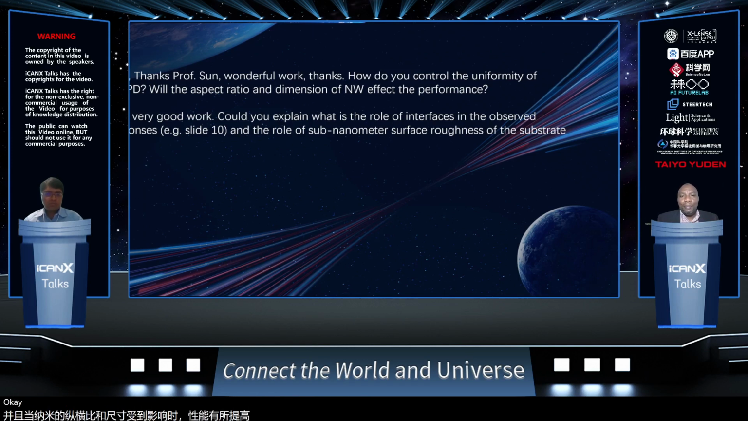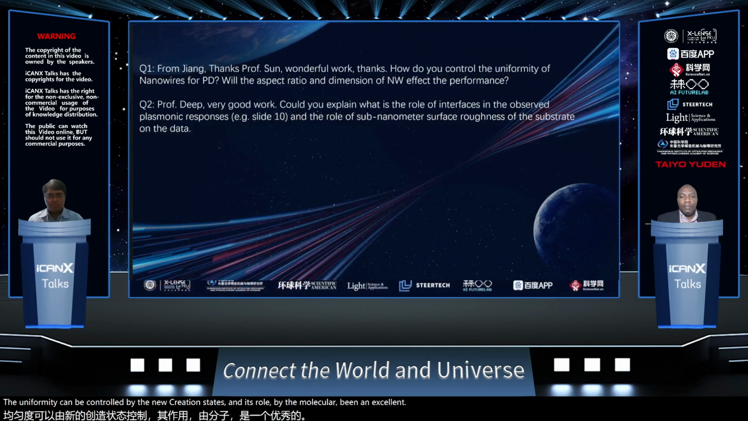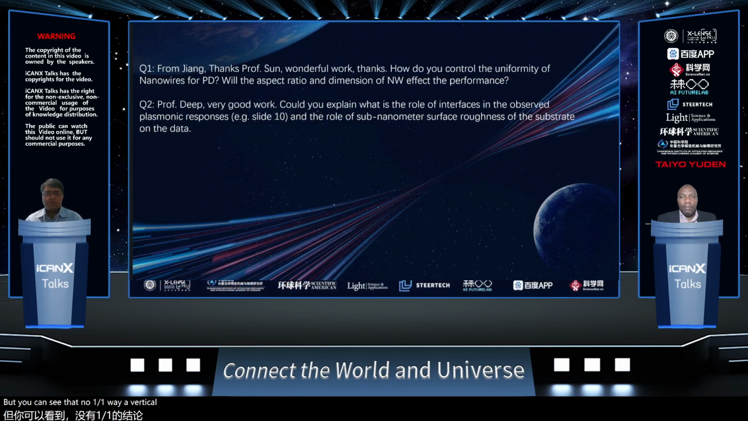Okay, great. Thanks, Martin, and thanks, Jiang, for your nice question. And actually, this is very critical for nanowires, especially how we are able to control the uniformity of the nanowires. And for those, what I presented is naturally random grown nanowires. The uniformity can be controlled by the nucleation stage, and it's grown by molecular beam epitaxy. So it's a very advanced growth tool. Unlike those CVD grown nanowires, which can grow randomly, like form a net, you can see that our nanowires are nucleated on the silicon substrate and grow vertically.